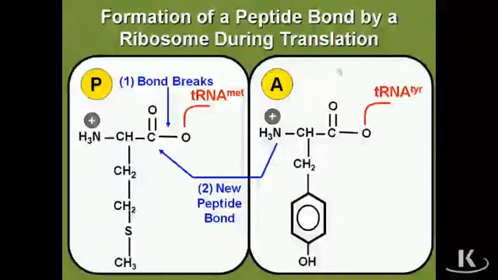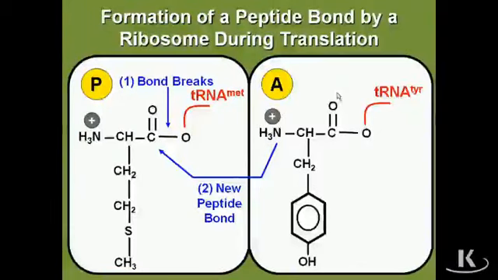It's going to shift so that what was once in the A site, this aminoacyl tRNA attached to tyrosine, is now going to be in the P site. So now the A site will become the P site. That's how translation is going to operate.